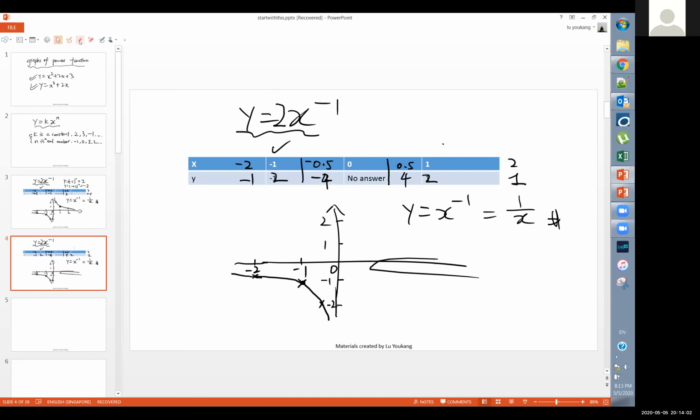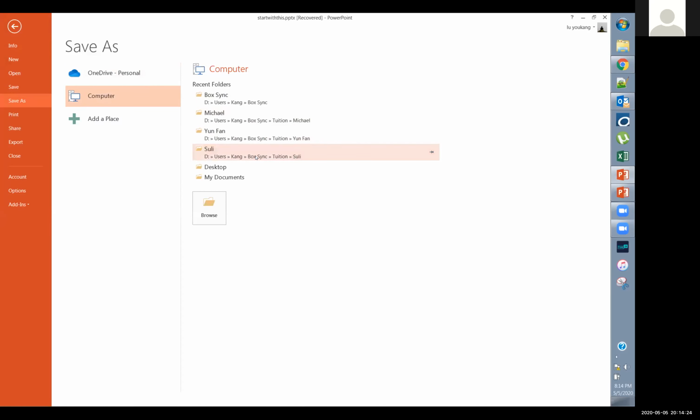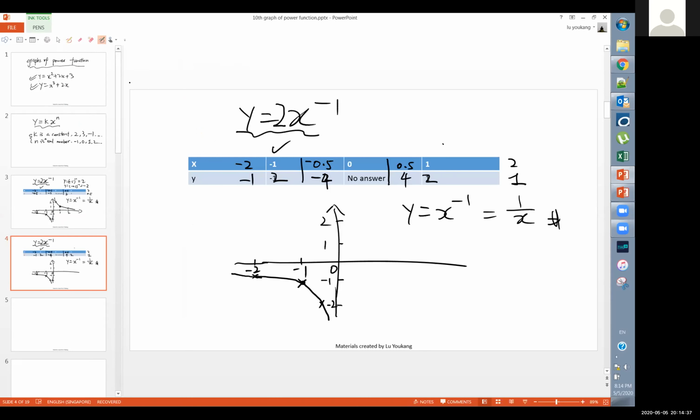Okay. So we are talking about what if we have a two, right? So we have the table established. Okay, this is the table with 2 as a constant. Wait, let me save this before I continue. So I save under this. So this is graph. Okay, good.